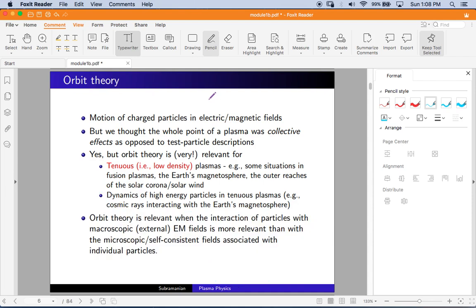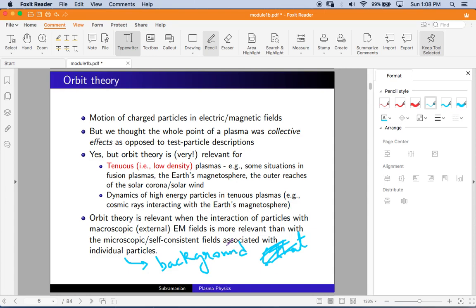Orbit theory is relevant when the interaction of these test particles that we talked about, with macroscopic external electromagnetic fields, is more relevant than with the microscopic self-consistent fields associated with the individual particles that comprise the background plasma.